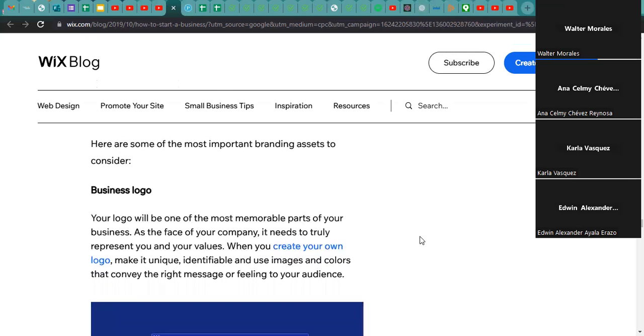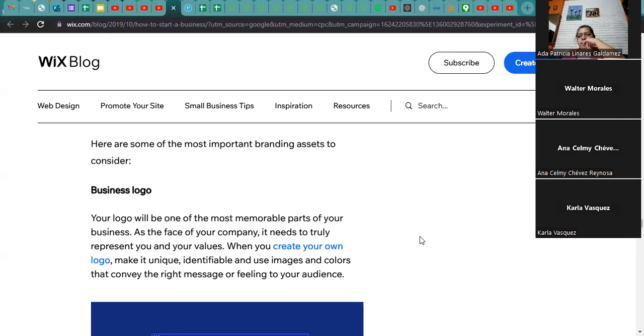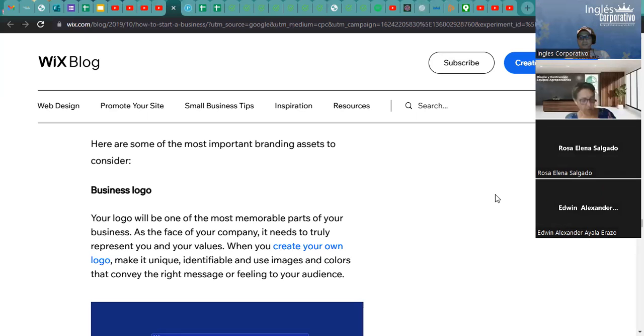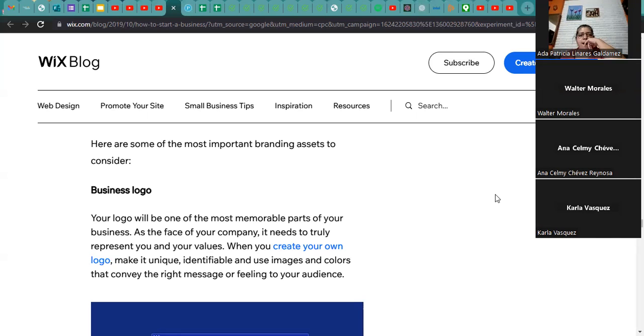Here are some of the most important branding assets to consider. Business logo. Your logo will be one of the most memorable parts of your business. As the face of your company, it needs to truly represent you and your values. When you create your own logo, make it unique, identifiable, and use images and colors that convey the right message or feeling to your audience.